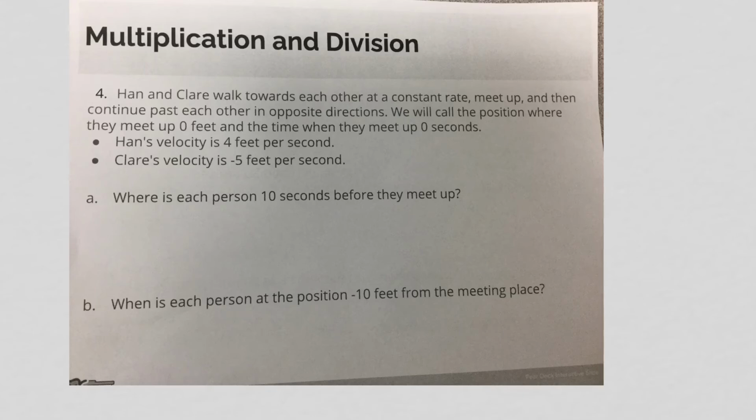Han and Claire walk towards each other at a constant rate, meet up, and then continue past each other in opposite directions. We will call the position where they meet up 0 feet and the time when they meet up 0 seconds. Han's velocity is 4 feet per second, and Claire's velocity is -5 feet per second. Please pause the video here and make an attempt before you move on.